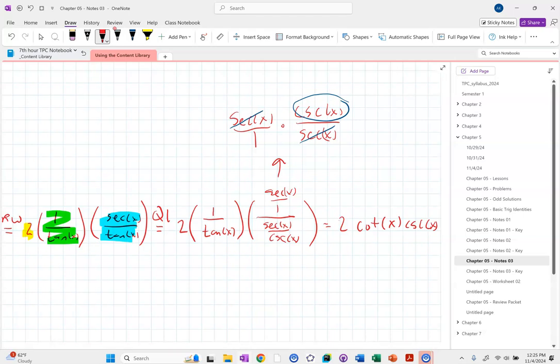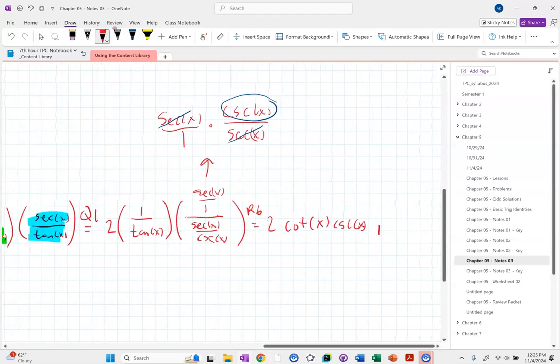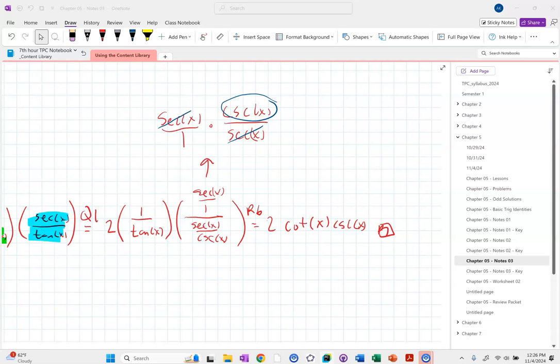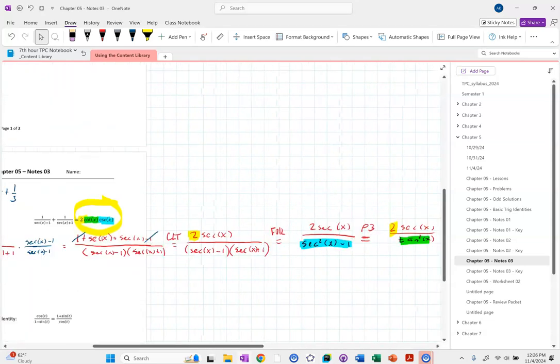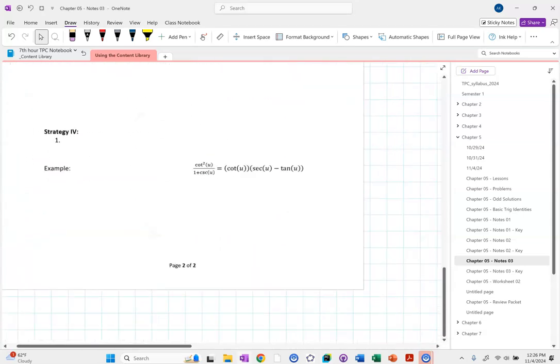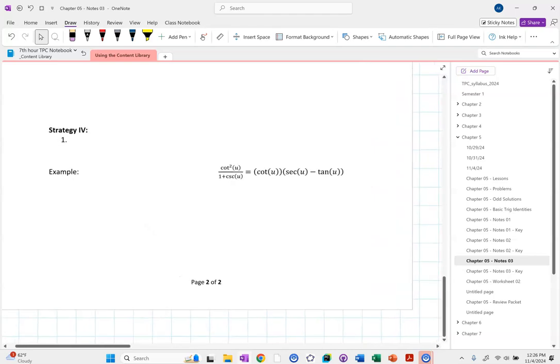So we used R6 to turn 1 over tangent to cotangent, but that's the end. We're going to skip the next problem because that's exactly the same as the one we already did in the notes. We're going to move on to the last problem. Tomasino, I've tortured you enough. Thank you. Ethan, you are next in line for the torture chamber here.